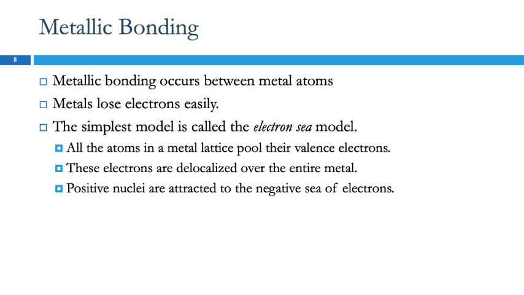Metallic bonding between metal atoms. Metals will lose electrons easily, but none of the other metal atoms want them. So what happens is you get this sea of electrons, a big pool of electrons. And then those electrons are attracted to the nuclei, but not necessarily to any specific nuclei. And we'll talk more about metallic bonding later.